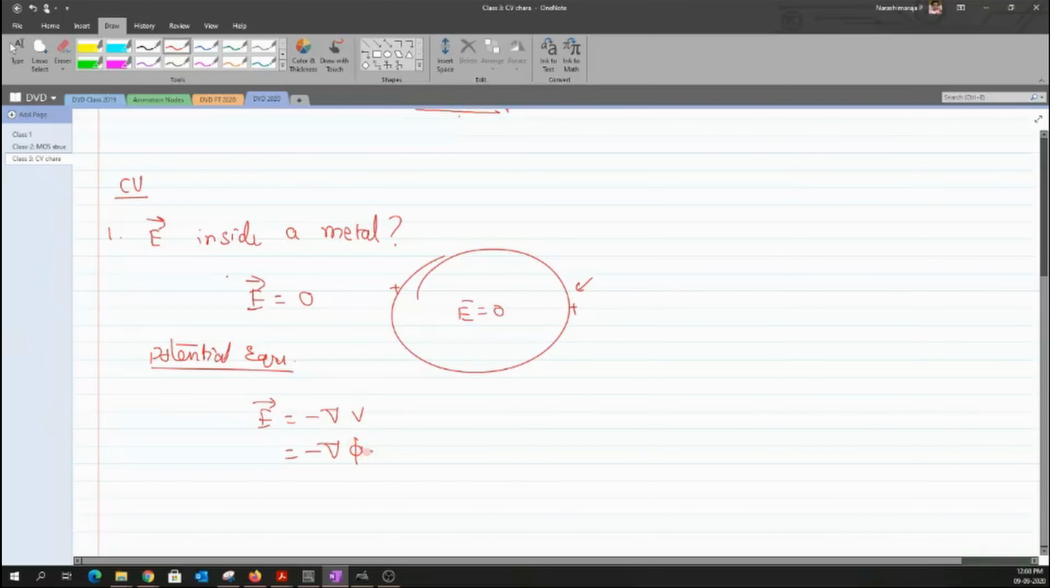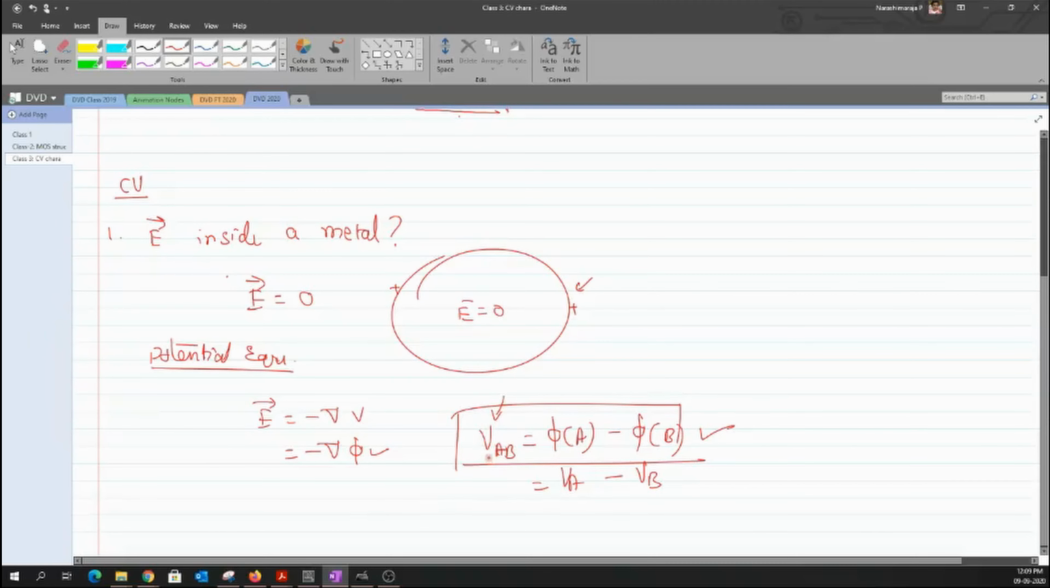But I will use this phi notation, and whenever I want to talk about a potential difference, I will use something like V. Say for example, I want to write a potential difference as V sub AB, then I would write it as something like this. Any notation is fine. I'm just going to follow this notation. Wherever I write V, what I'm representing is a potential difference. But whenever I write phi, I'm talking about the potential at that particular point. That's it.